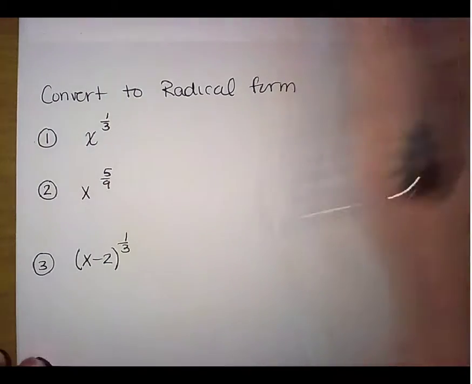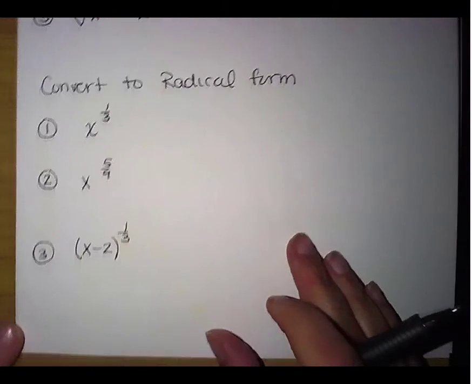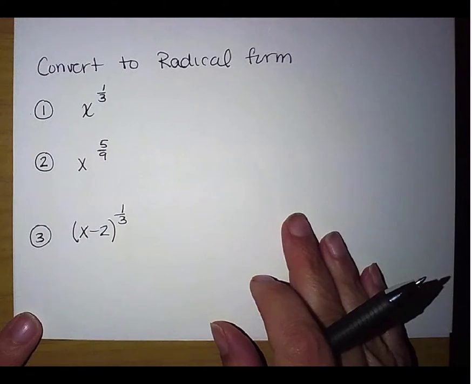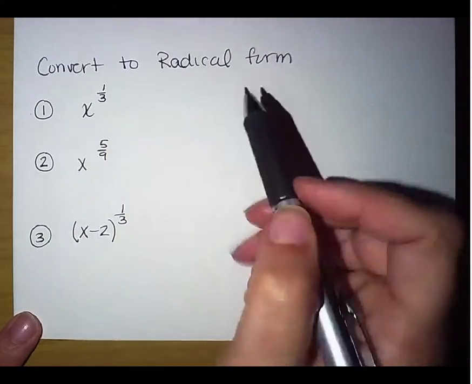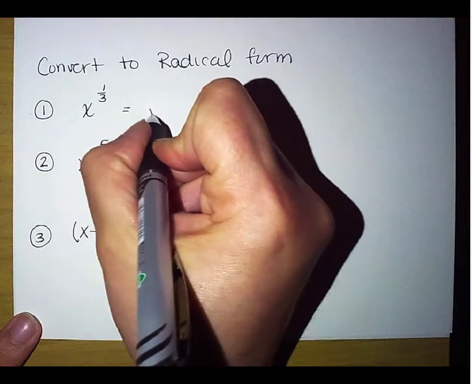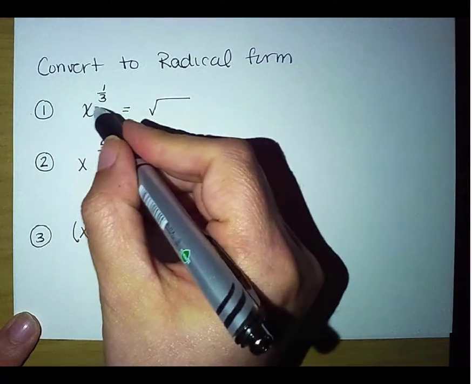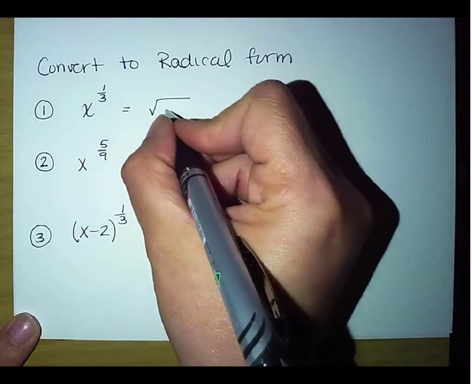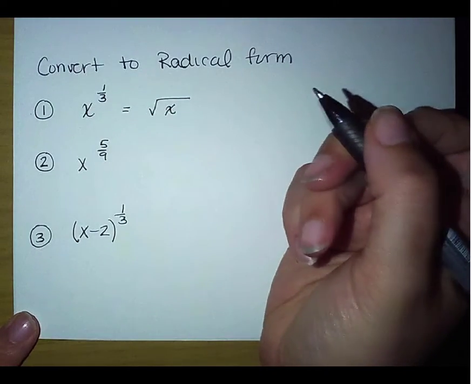Okay, so for our second set of examples here, we're going to be converting from the exponential into the radical. So the first thing you're going to do is go ahead and write your radical, and then whatever sits as your variable here goes inside. Now we can fill in the rest of the problem.